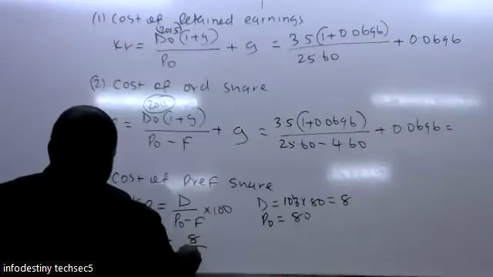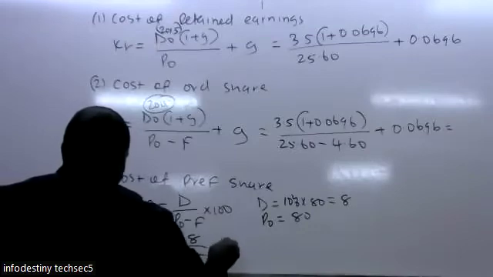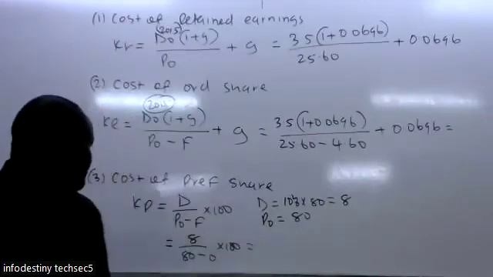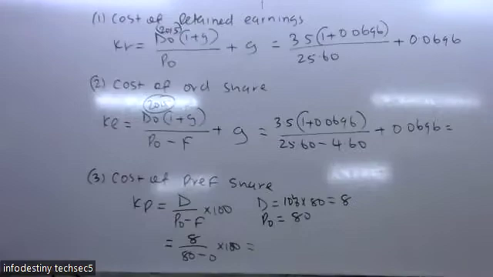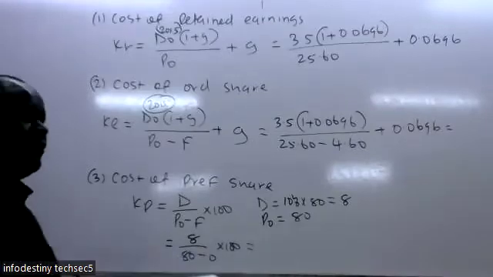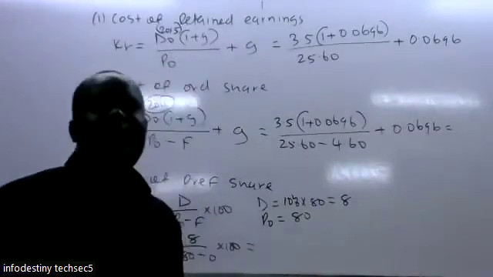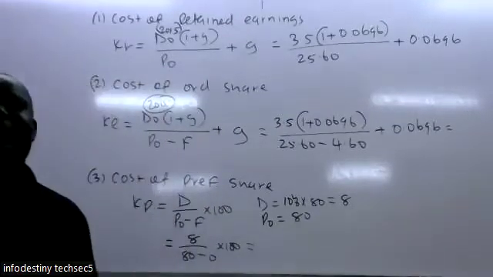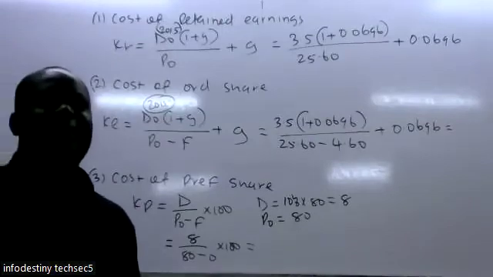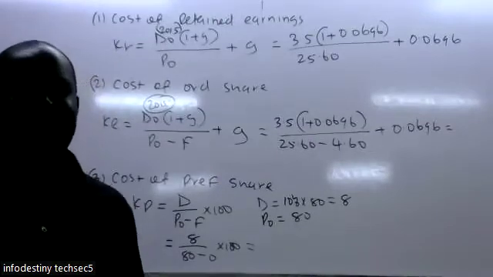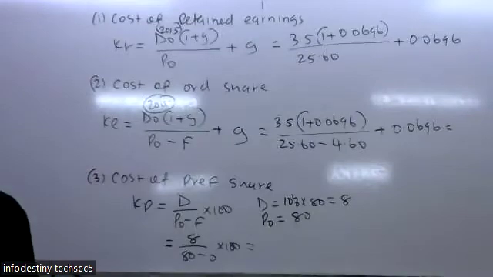It is 8 divided by 80. There is no flotation cost. Then you express it as a percentage. So that note number 5, 10% preference shares can be issued at par. So the par value was also given as 80. So selling price is the par value, but the par value is 80. So it will just remain 10%.